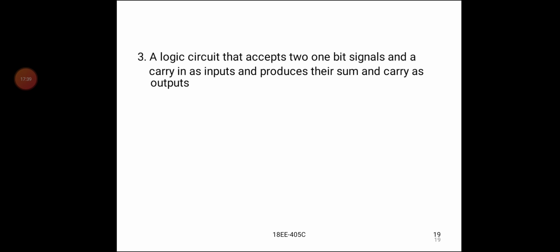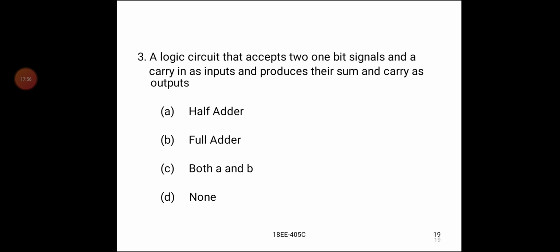Third question. A logic circuit that accepts 2 1-bit signals and carry in as inputs and produces their sum and carry as outputs: A. Half adder, B. Full adder, C. Both A and B, D. None. So our answer is full adder. A full adder accepts 2 1-bit signals and a carry input. So it has 3 inputs and generates 2 outputs, sum and carry. So its function is addition of 3 bits.